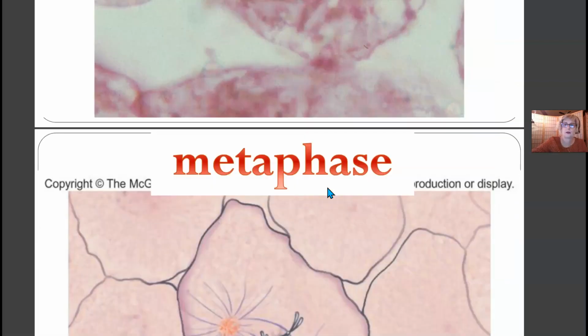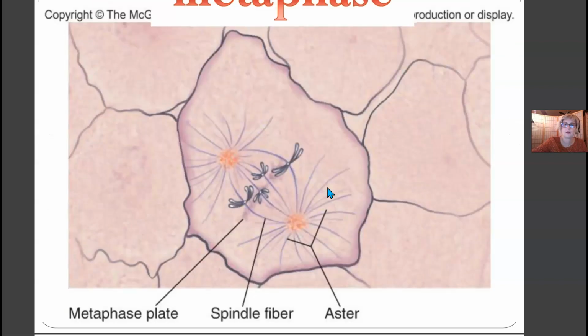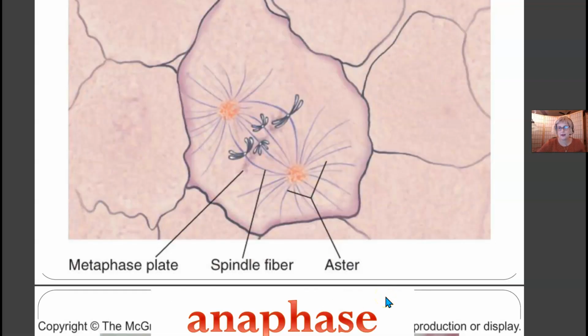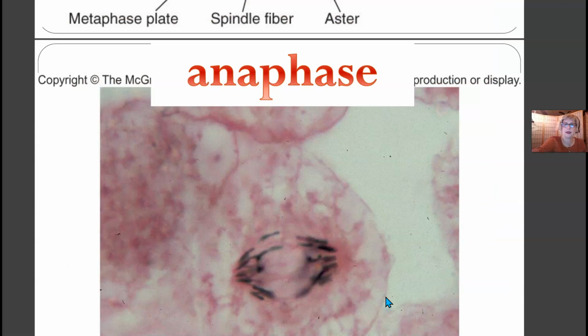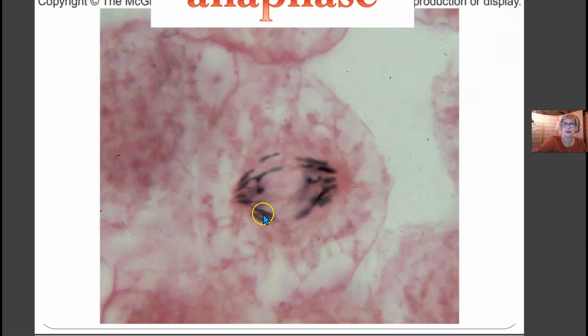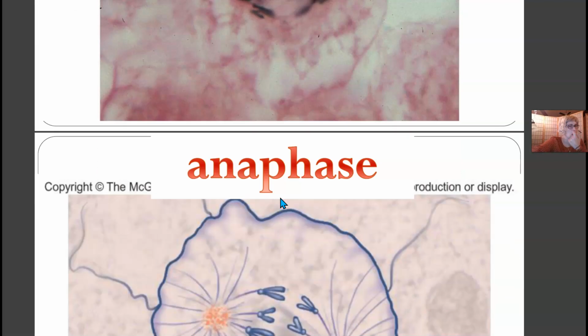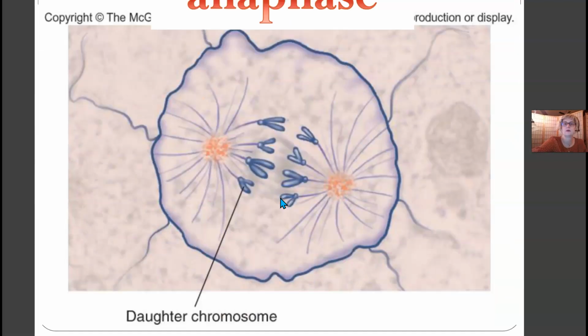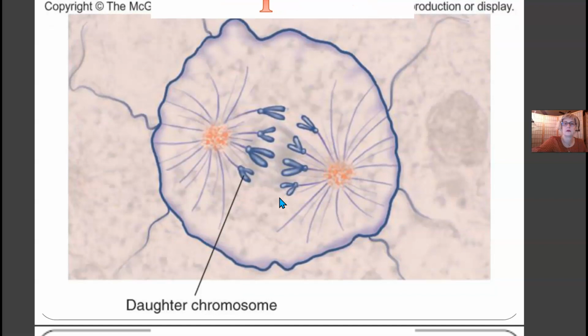Okay, so this is the metaphase plate, showing you how the chromosomes are lined up. And then this is anaphase, showing you how the chromosomes separate. You can see here the spindle. And over here you can see the daughter cells, equal daughter cells, going to opposite polar ends of the cell. This is anaphase.